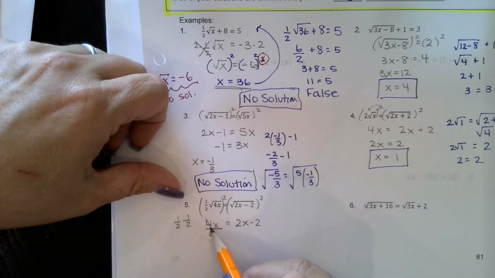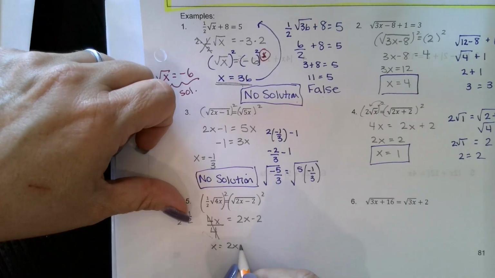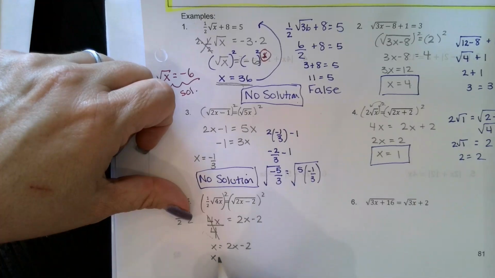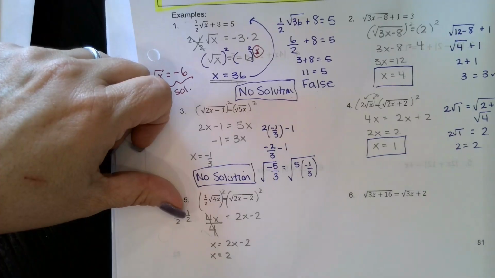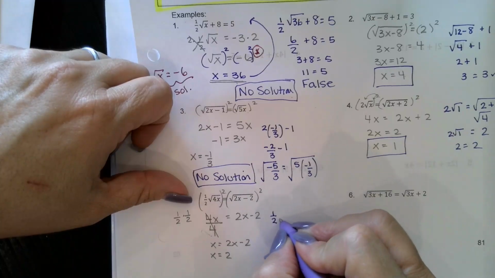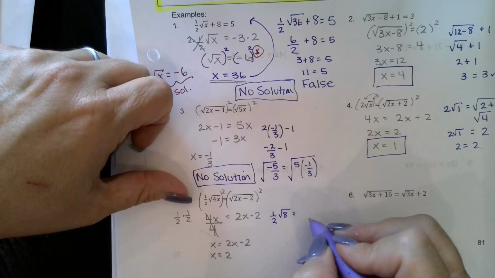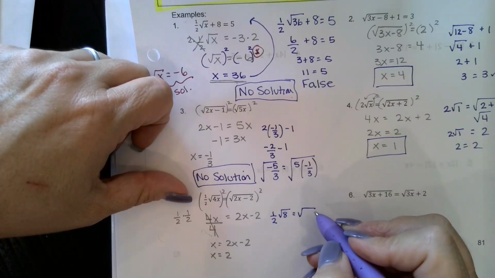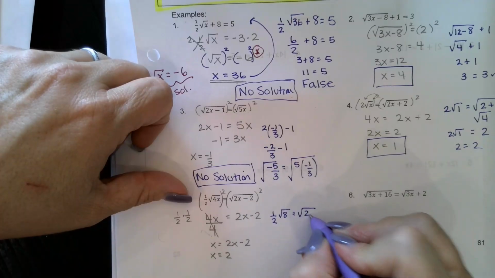So this cancels because I reduce. And I would have x equals 2x minus 2. So if I move things around, I end up with x equals 2. So we want to test this now. So on this side, I would have 1/2 times the square root of 8. And on the other side, I would have the square root of 4 minus 2 is 2.